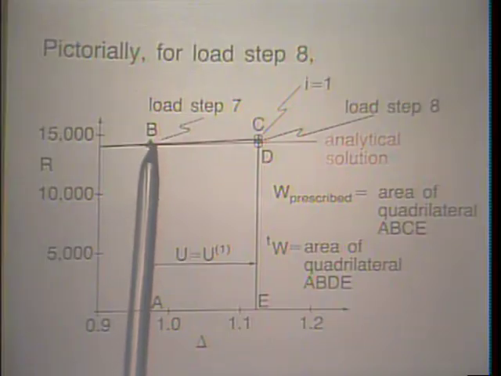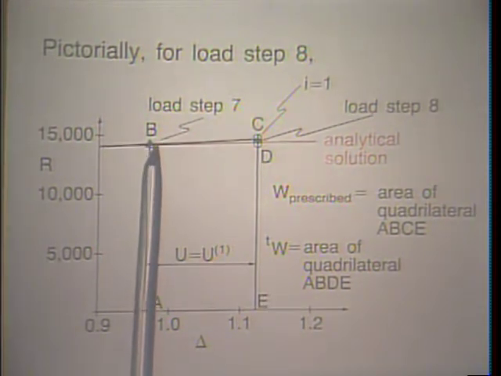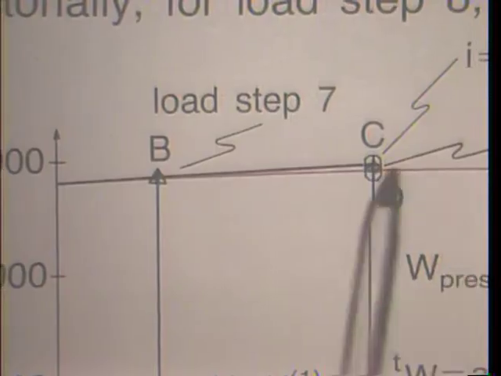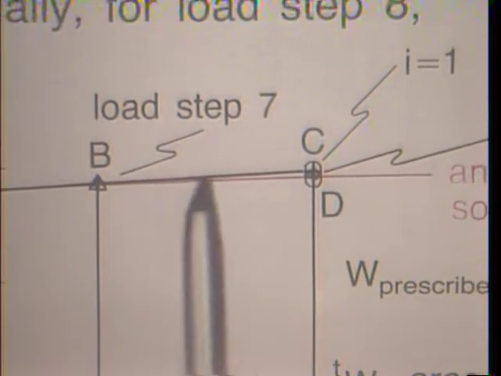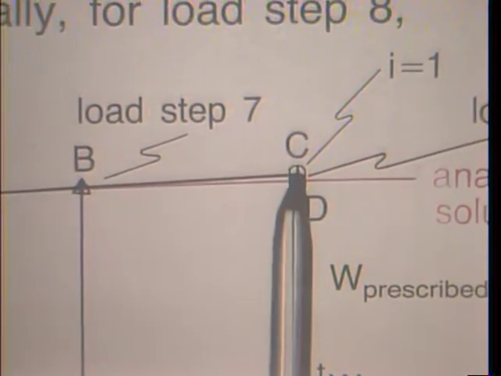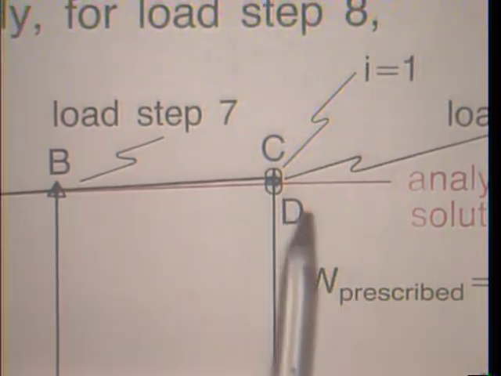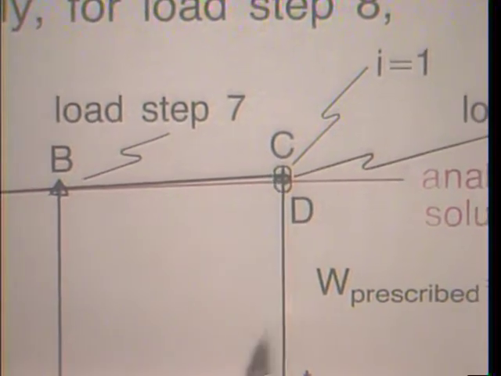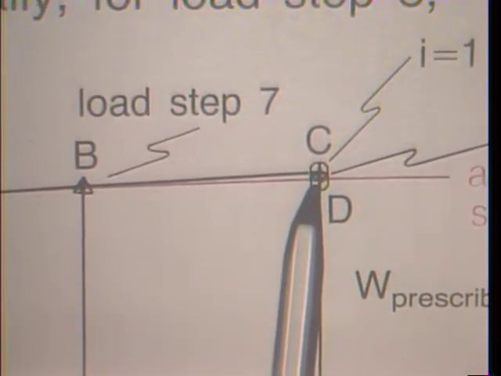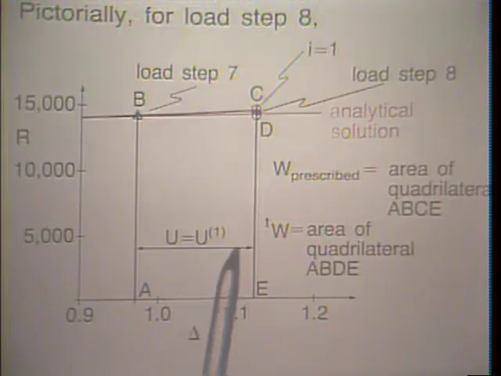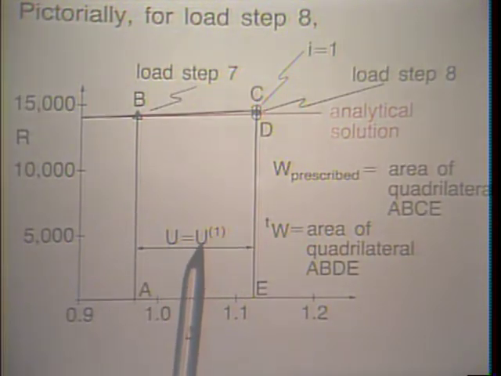Notice here is load step 7, the equilibrium point at which we are starting off now. We want to, of course, walk along this red curve. Notice in the first iteration we come to this point C here, I is equal to 1, and then immediately we shoot down in the second iteration to the actual red curve. So we immediately converge as pointed out in the earlier lecture and on the earlier view graph. The u displacement is equal to u1 because delta u2 is equal to 0.